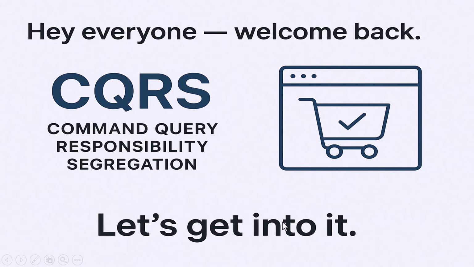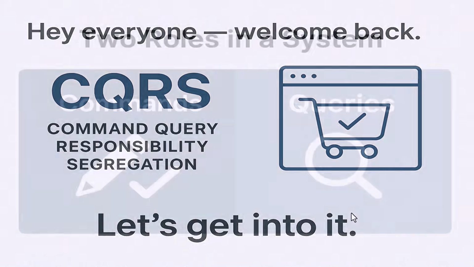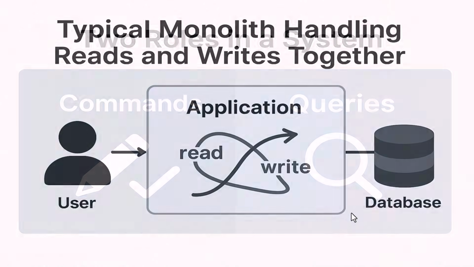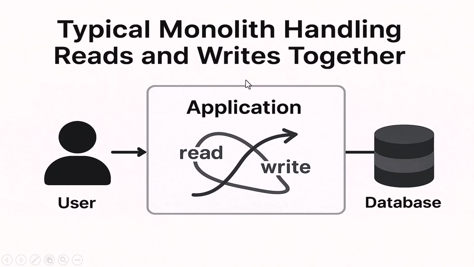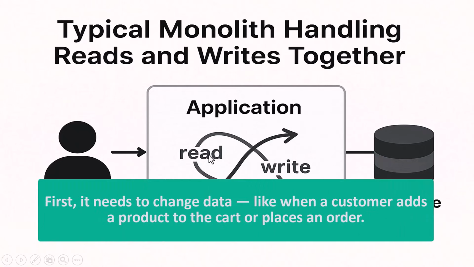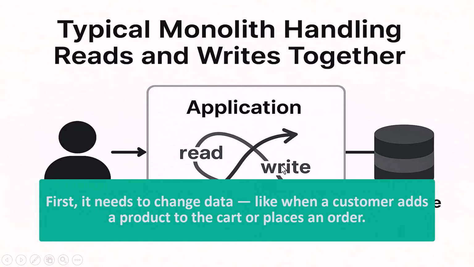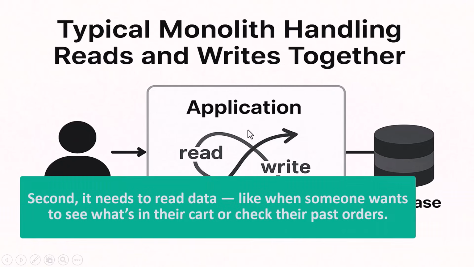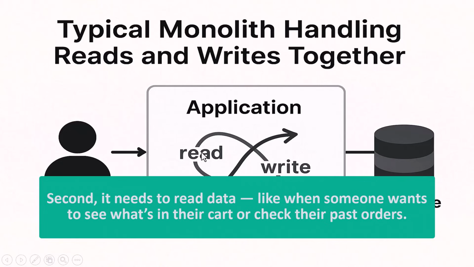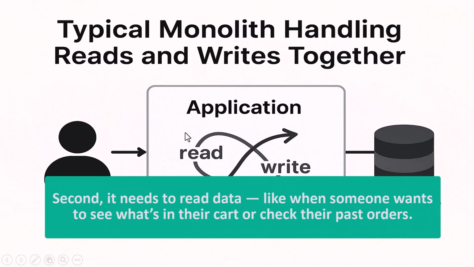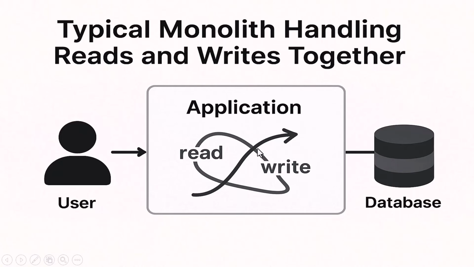Let's get into it. Imagine you're building an online store, something like Amazon. Now your app needs to do two things. First, it needs to change data, like when a customer adds a product to the cart or places an order. Second, it needs to read data, like when someone wants to see what's in their cart or check their past orders. Most apps try to do both using the same code and the same database.